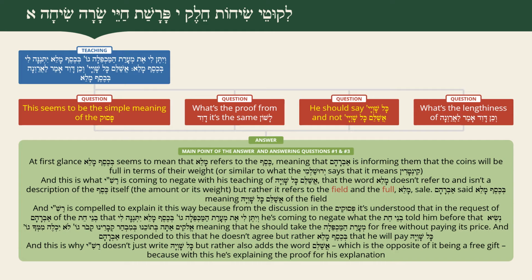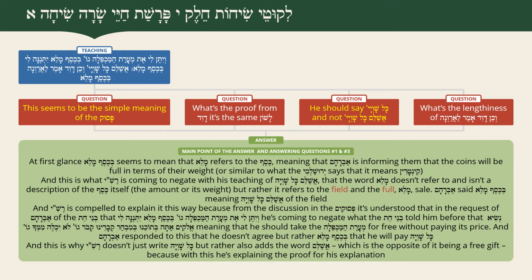And Rashi is compelled to explain it this way because when we look at the psukim in their totality, it's understood that in the request of Avram to the Bnei Ches, when he said v'yitin li es maras machpelah bekesef mole yitnena li, looking beforehand, we could see that he's coming to negate what the Bnei Ches told him before, which was nesi Elokim atah b'sochenu, you're a great person among us, b'mivchar kvareinu kvor, and you could pick the choicest of the places to bury Sarah. Ish mimenu es kivro lo yichleh mimcha, it's not going to be withheld from you. Meaning, what were they telling Avram? That he should take the Maras HaMachpelah for free without paying its price.